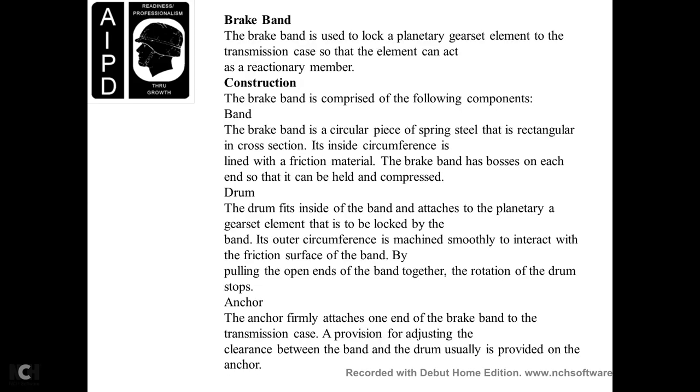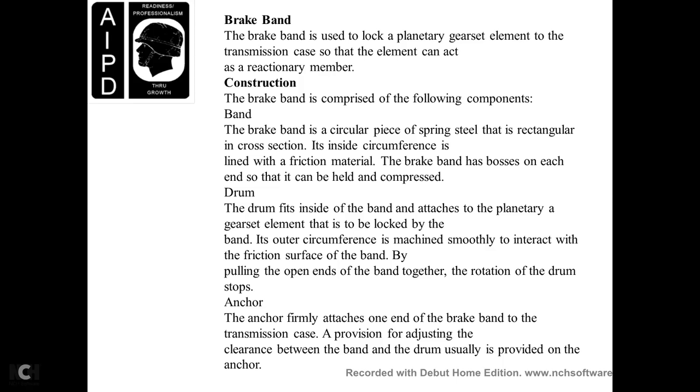Brake band. The brake band is used with a planetary gear set element in the transmission case. The element can attach with a reaction. Remember the brake band comprises the following components. The brake band is a circular piece of spring steel with a rectangular cross section, with the inside circumference lined with friction material. The brake band ends have bosses on each of them that can be held. The drum fits inside the band and is attached to the planetary gear set element that may be locked by the band on the outer circumference of the drum.